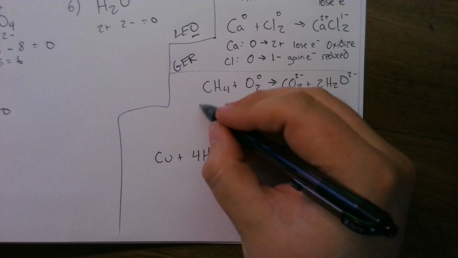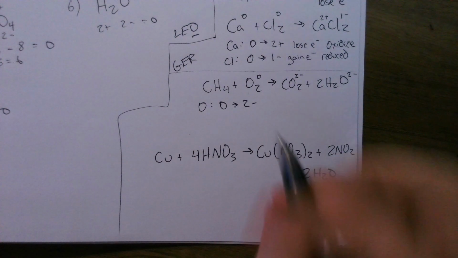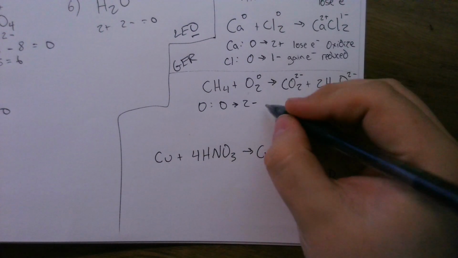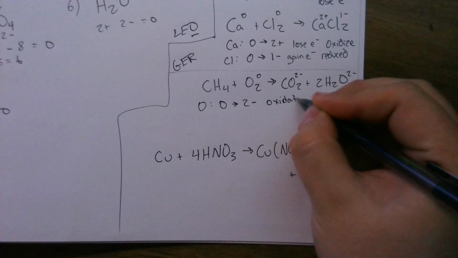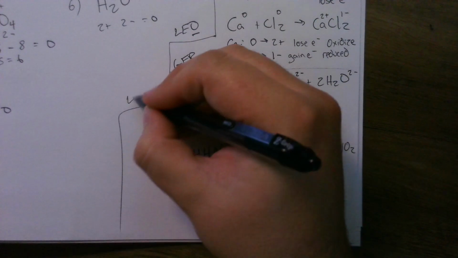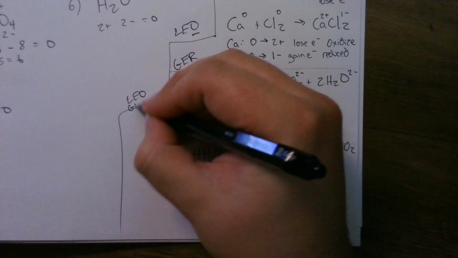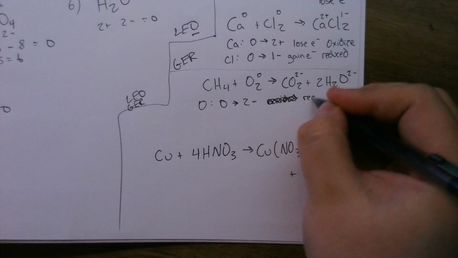And this oxygen's also 2 minus. All right, so our oxygen is going from 0 to 2 minus. Oxygen is getting more negative, which means you're gaining electrons. Oxidation. Nope. That's why you don't skip the LEO says GER. LEO, GER. Gain electrons, reduction.